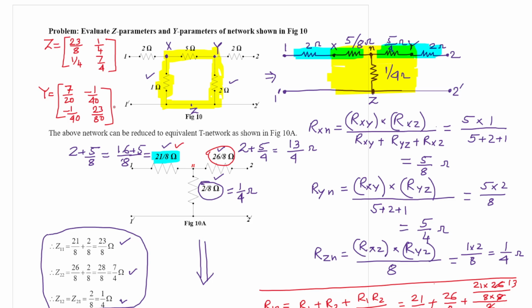All are in mho, and those are all in ohm. So it's the same network. These are two different representations. One is represented by the Z parameters, and the other one is represented by the Y representation.